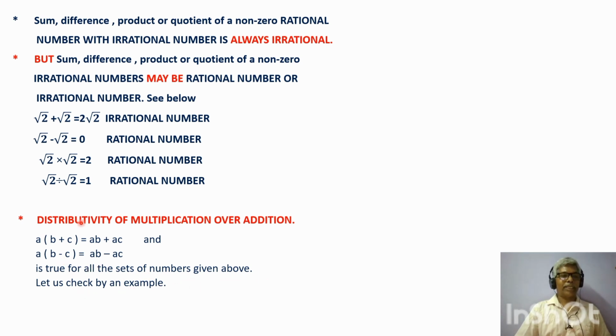Let us check this distributivity property of multiplication over addition by an example. So we solve an example to get the proof of this. Consider any three numbers, for example, minus 3 upon 4, 1 upon 3 and minus 7 upon 6. Now take any two numbers in a bracket and multiply these two numbers by some other number.